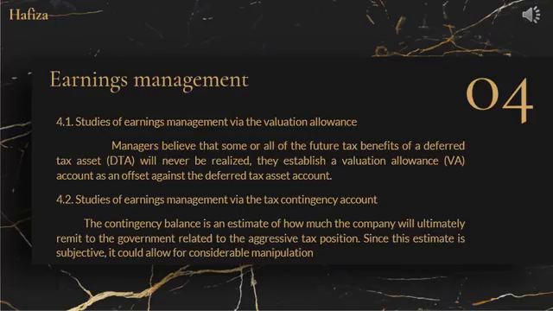Next is 4.2, Studies of earnings management via the tax contingency account. The contingency balance is an estimate of how much the company will ultimately remit to the government related to the aggressive tax position. Since this estimate is subjective, it could allow for considerable manipulation.